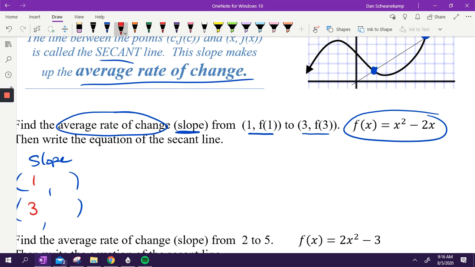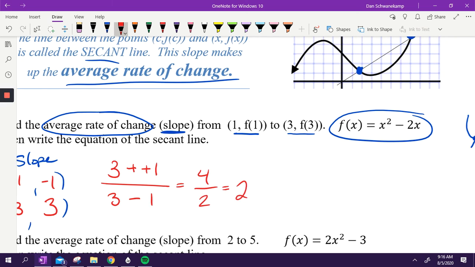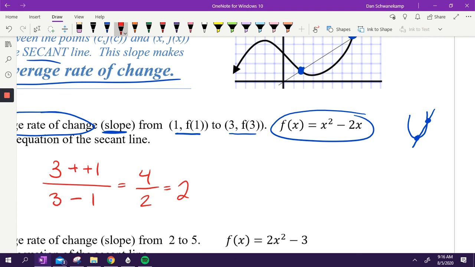How am I going to find my y values? Plug them in. 1 squared is 1, minus 2 would be negative 1. I plug in 3. 3 squared is 9, minus 6 would be 3. There's my 2 points. Then all I'm doing is finding slope. Y sub 2 minus y sub 1 over x sub 2 minus x sub 1. That's 3 minus a negative. I get 4 on top. 3 minus 1 gets me 2. The average rate of change, the average slope of that line on that parabola is 2. That's what we just found out.